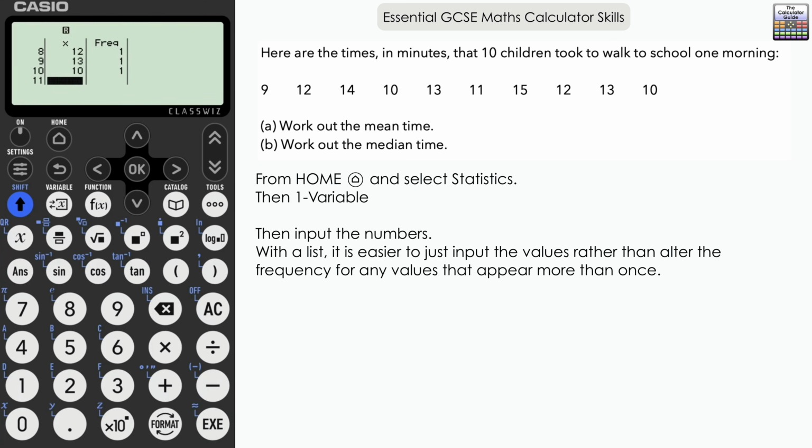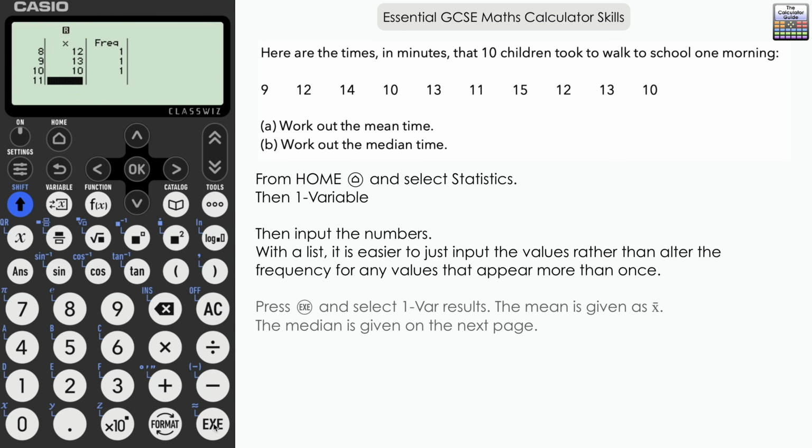There's all 10 values. Incidentally, with the frequency, you might have noticed that there was more than one of some numbers. There was 2 10s, 2 12s, 2 13s, for example. You could input that as 2 12s here and change the frequency. I would just input the original values and ignore the frequency just for simplicity here. But if you wanted to count the number of each value that you've got and change the frequency, you can do. But I think it's just simpler just to input the values that you've got.